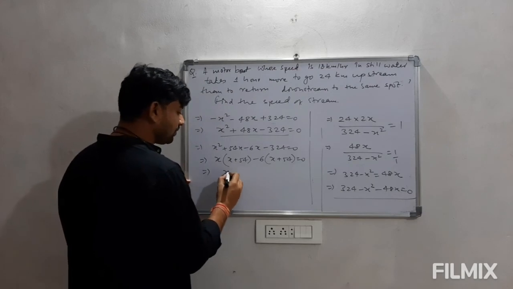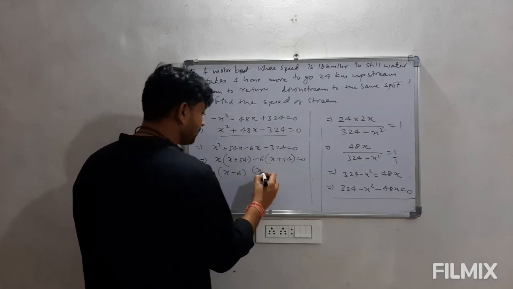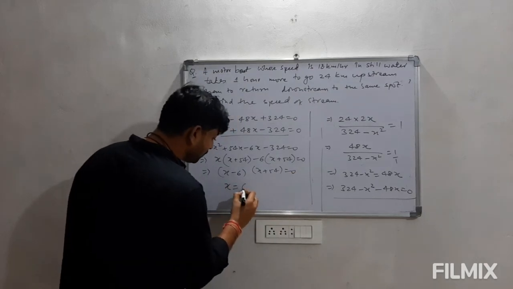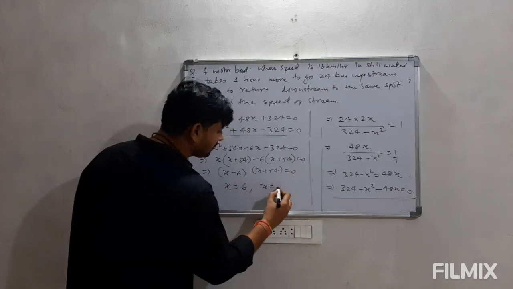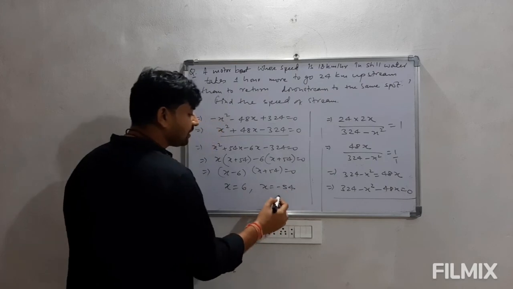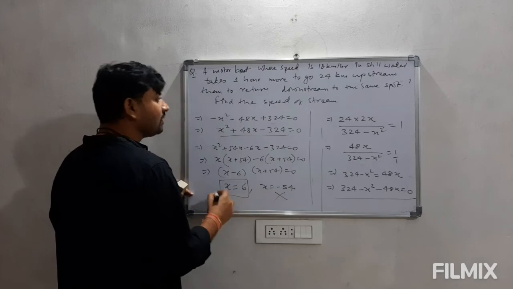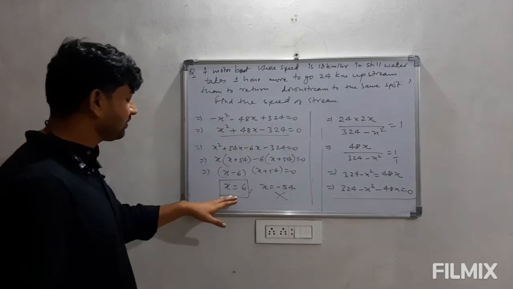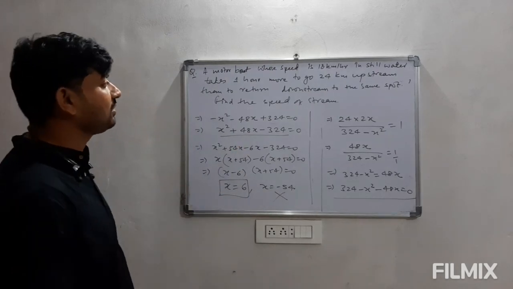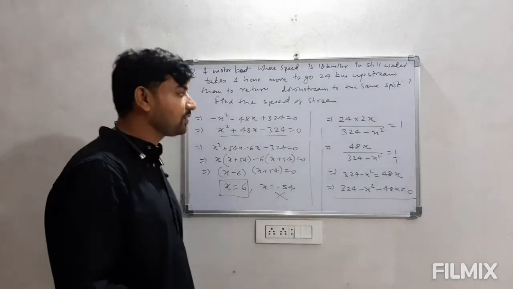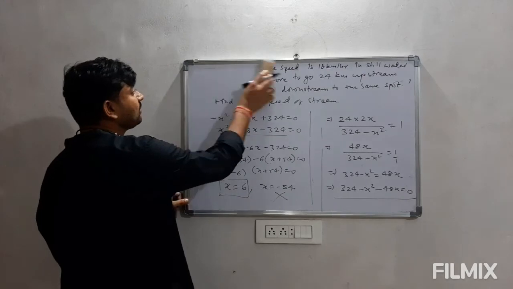This is equal to x minus 6 and x plus 54 is equal to 0. So x is coming out to be 6 and x is equal to minus 54. Clearly the speed cannot be negative. So here the speed of the stream is x, which is 6 kilometers per hour. So this way we have to solve this kind of question. So this was the one problem I discussed.